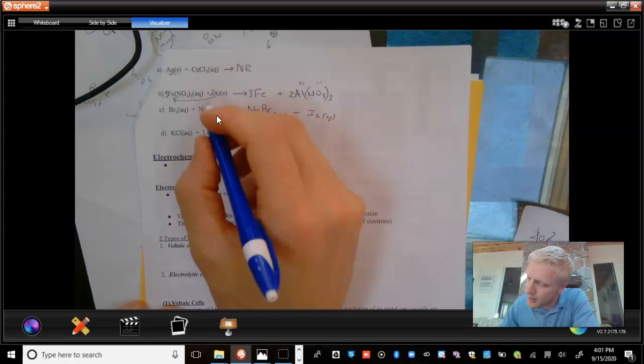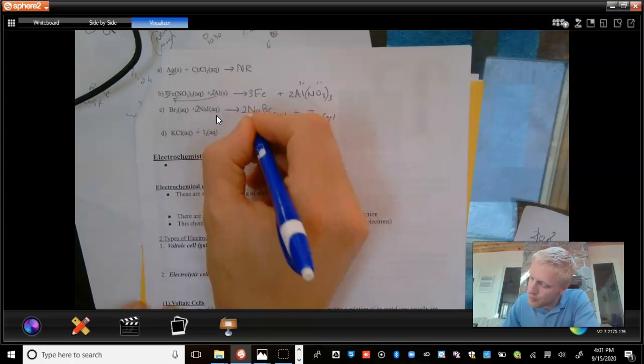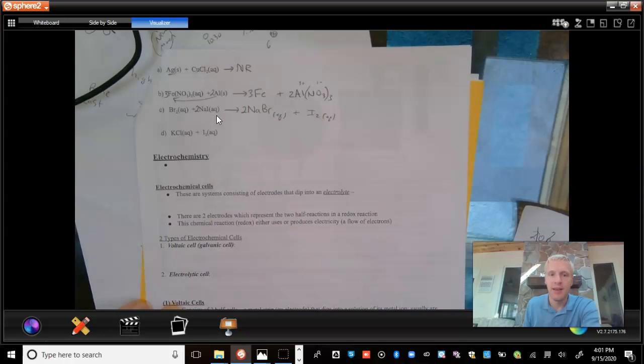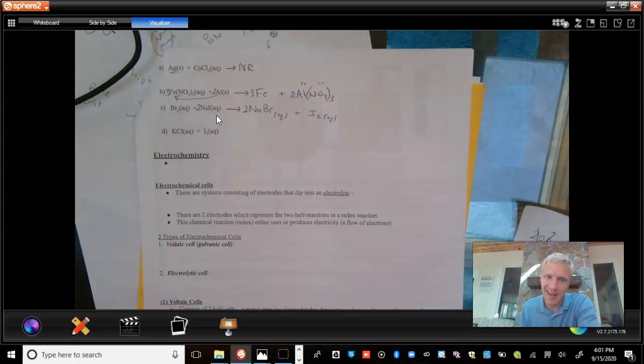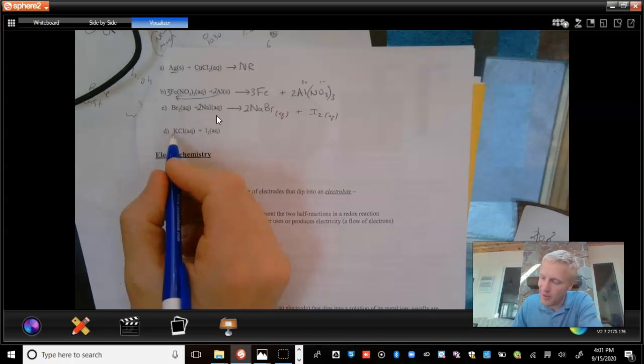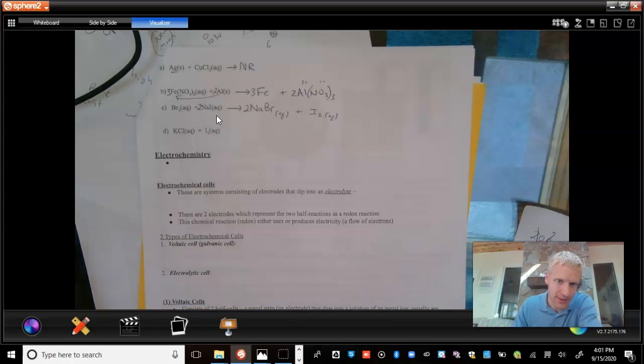Two iodines, 2 sodiums, 2 bromines, and it's balanced. Alright, next, KCl plus I2. Again, we only have 1 cation. The other 2 are anions, so those are going to do the flip-flopping, potentially, if iodine is more reactive.